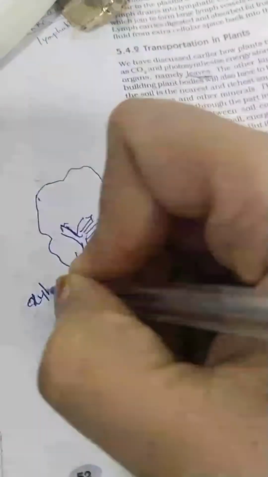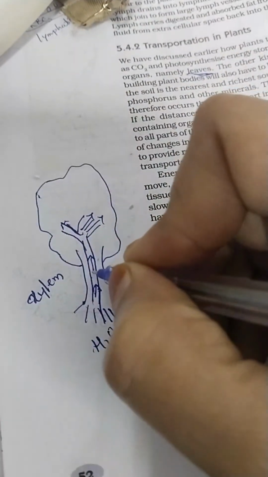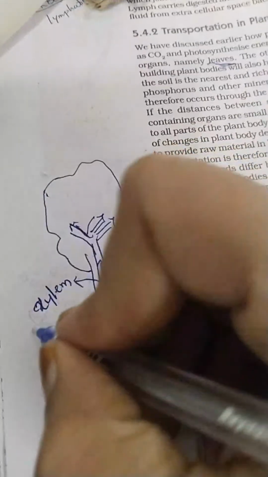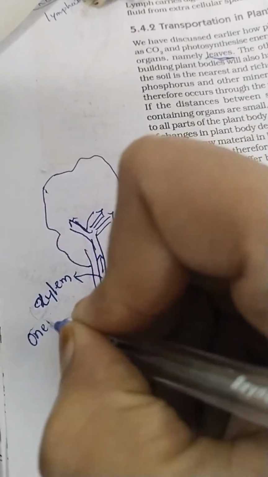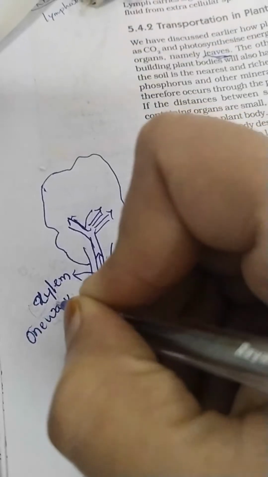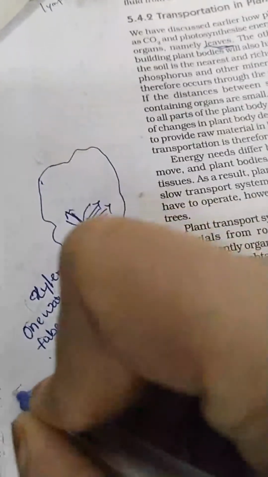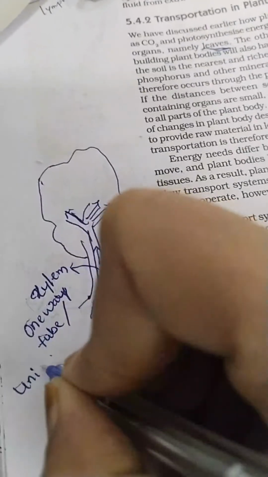That's why the xylem pathway is also known as unidirectional or one-way transportation. This is our xylem tube. So it is also considered a one-way tube or unidirectional system.